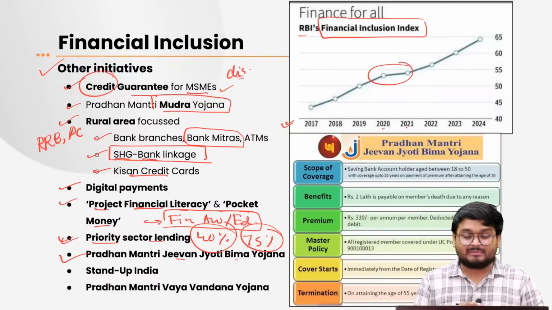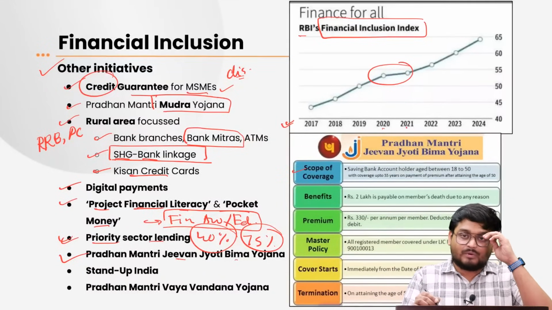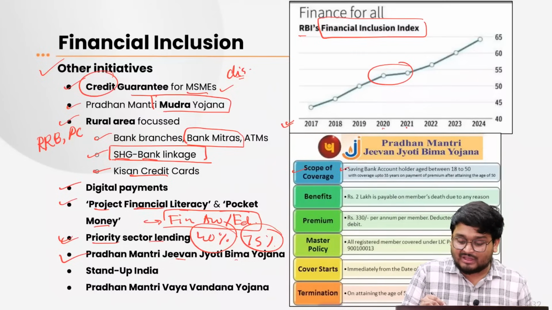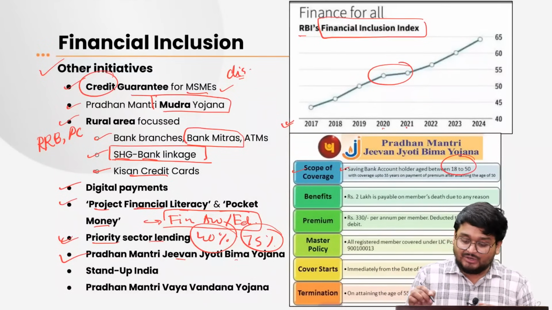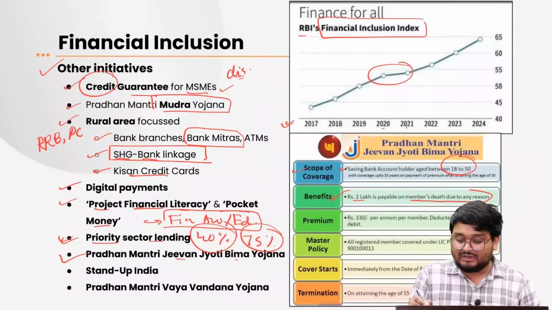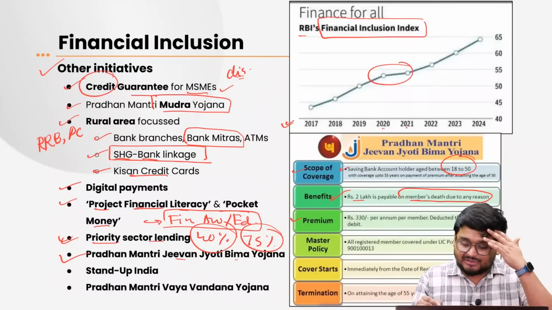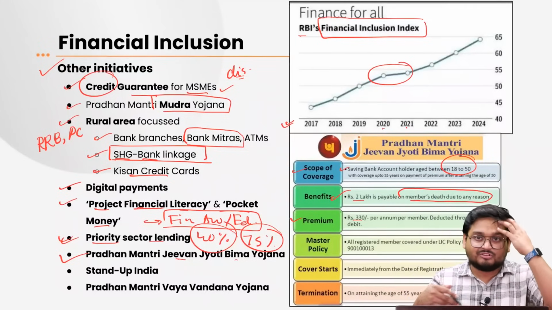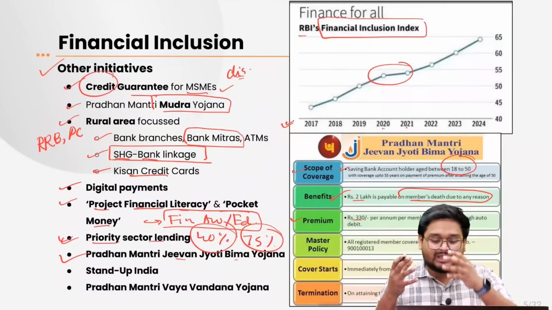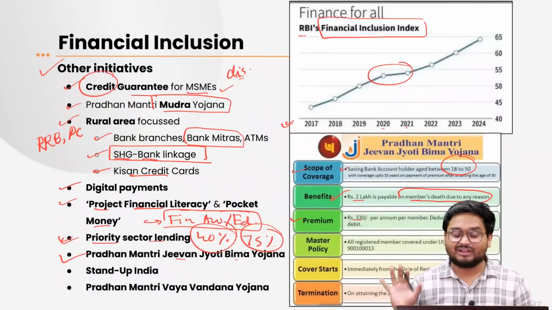Pradhan Mantri Jeevan Jyoti Bima Yojana is a very, very important insurance scheme where the people covered are those who have a savings bank account and are between 18 and 50 years old. The benefit is that 2 lakh is payable on the member's death for any reason, and there is a very nominal premium per year, 330 rupees, that will be auto-debited from the person's bank account. That can be a Jan Dhan account, that can be any other account. So this is also increasing the insurance penetration in the country.